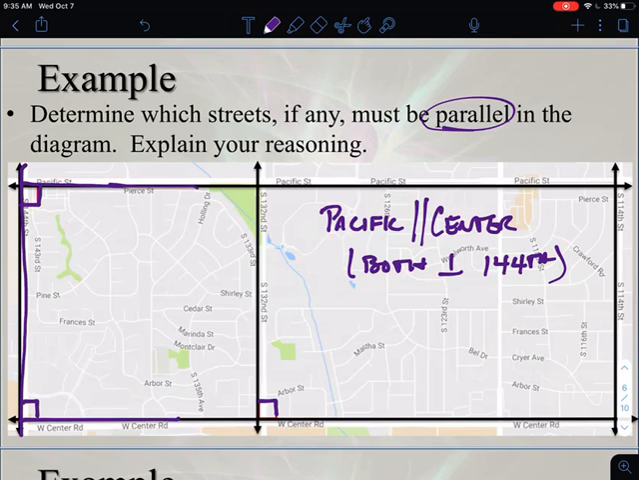Okay. So then we look for other things that might happen within the picture here. So again, we kind of take note of the right angles. I have a right angle here matched up with a right angle here. So that means I've got 144th Street perpendicular to Center, and I've got 132nd perpendicular to Center. So because they're both perpendicular to Center, I can say 144th is parallel to 132nd. Both are perpendicular to Center.